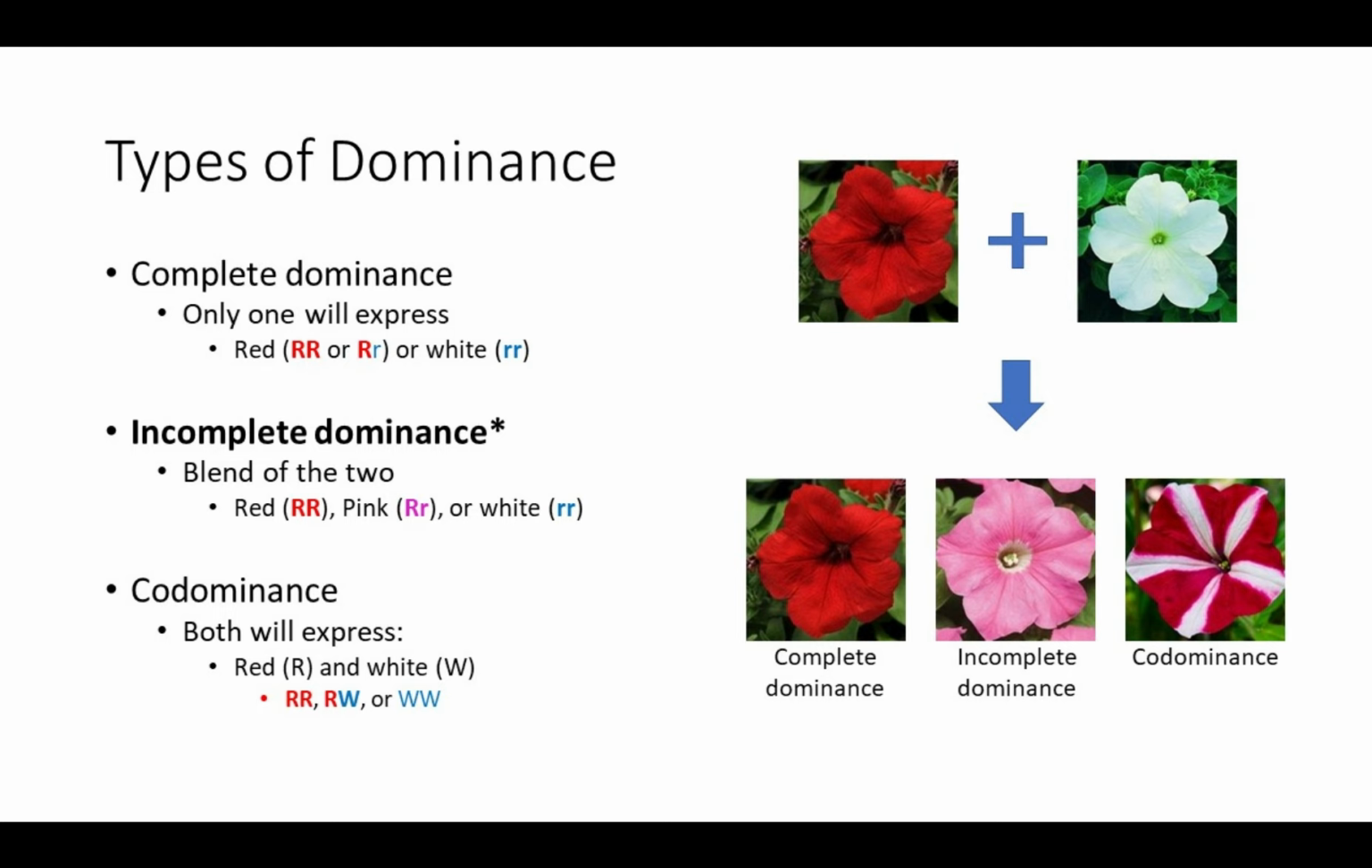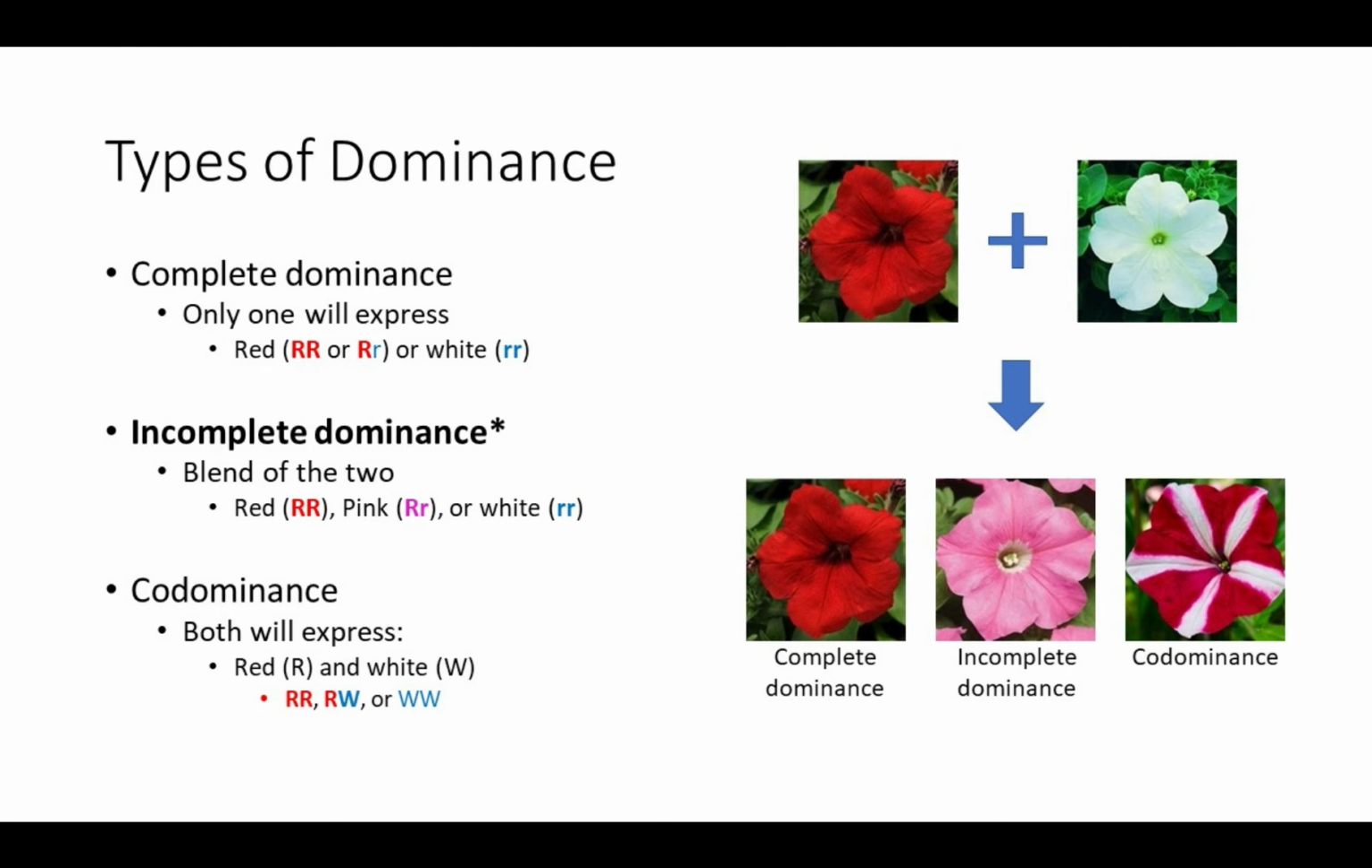Okay? In regards to incomplete dominance, it's slightly different. We follow the blending theory. So a capital R will be red. If you have a capital R and a lowercase r, which is heterozygous, then it will be a blend of the two. It will be pink. And then if you have lowercase r and lowercase r, then it'll be white, right? And that's the example I gave you earlier.